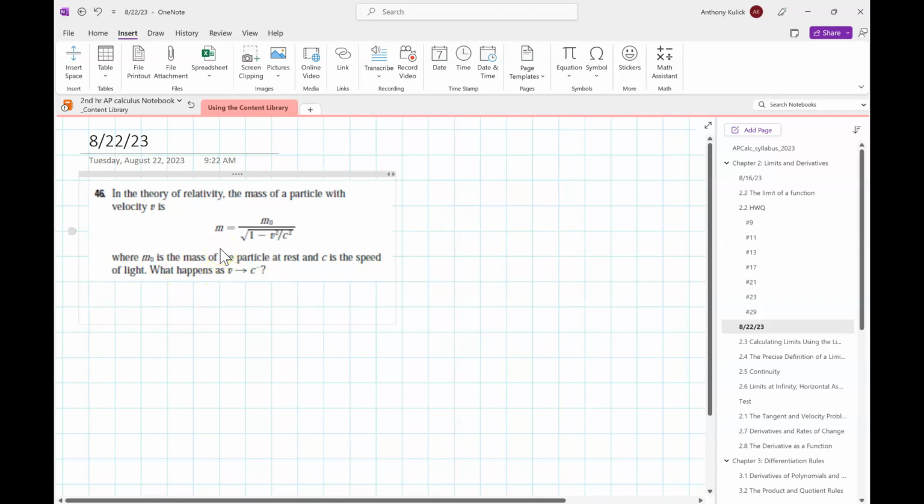All right, so it says, in the theory of relativity, the mass of a particle with velocity v is given by this, where m naught is the mass of the particle at rest and c is the speed of light. What happens as the velocity approaches the speed of light from below?